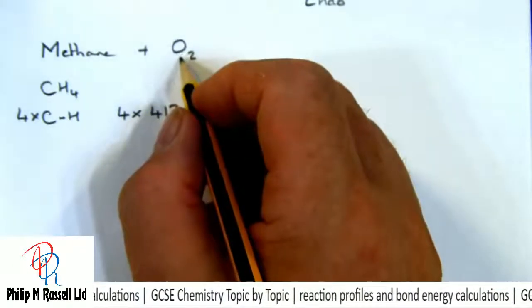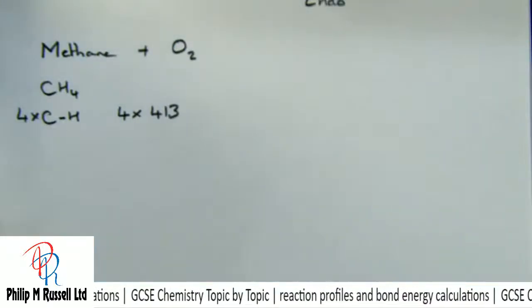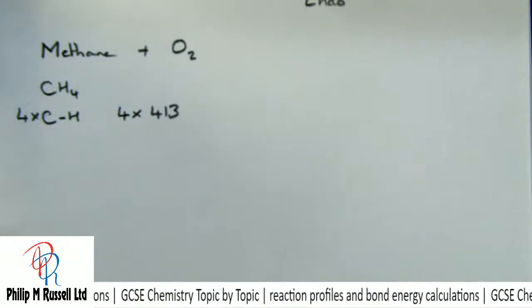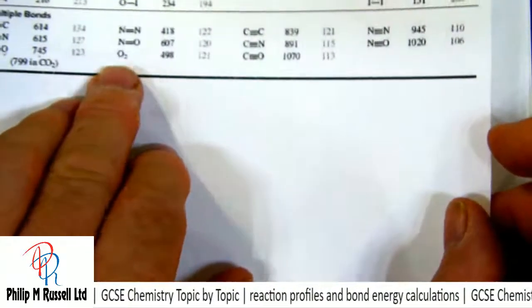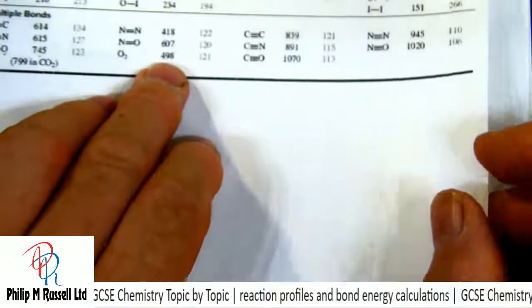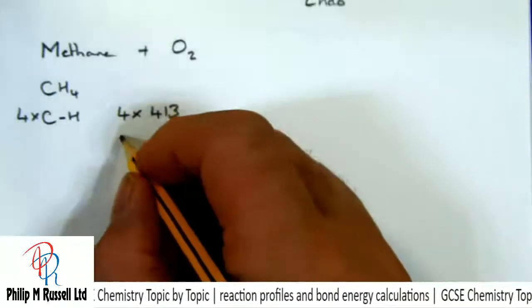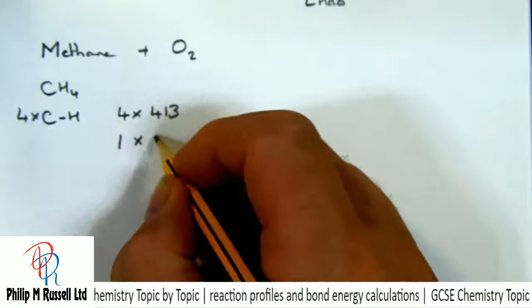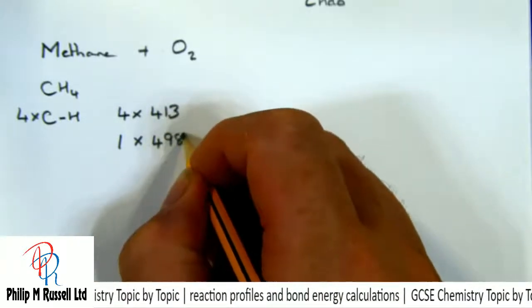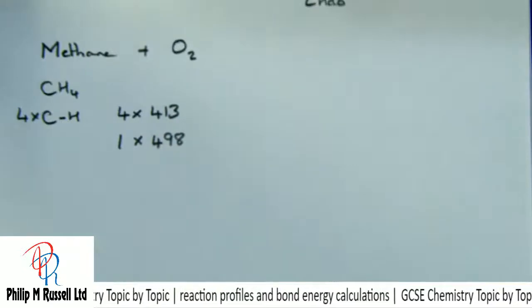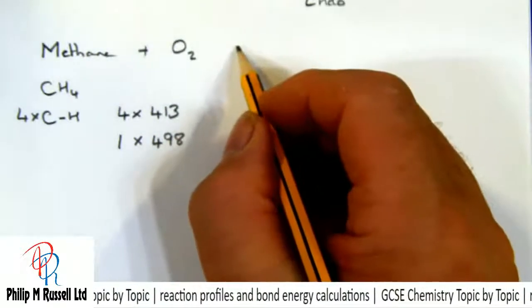And then oxygen, we need to break the O2 bond, and this one they've just written here as O2 is 498, and there's only one of those. But is there? Let's see what happens when we do this reaction.